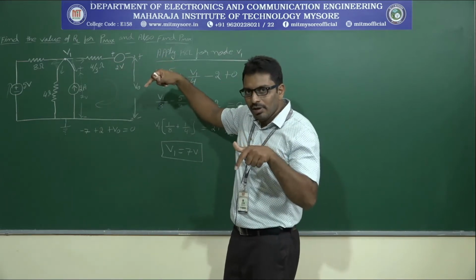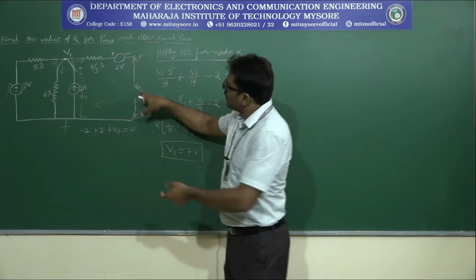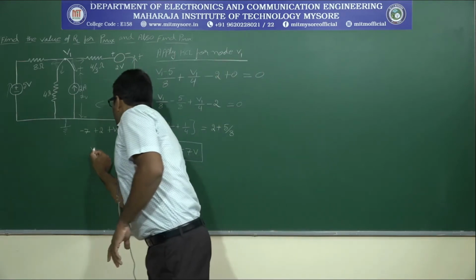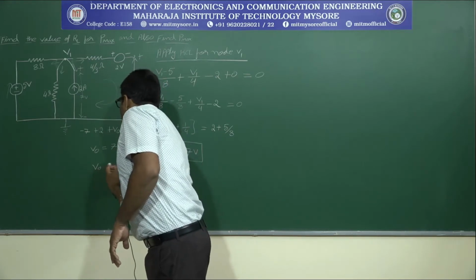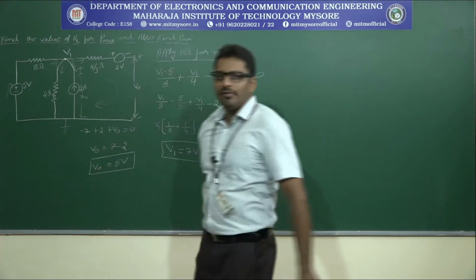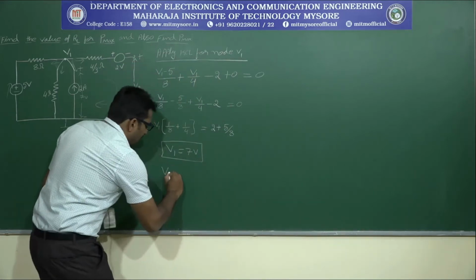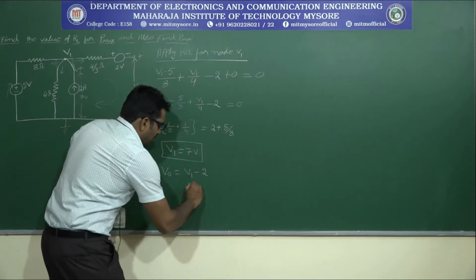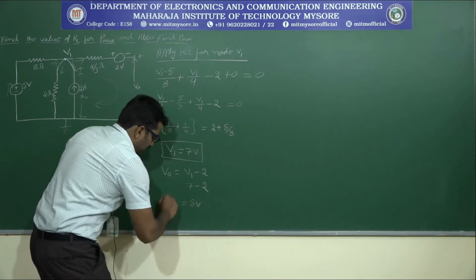What we are going to find out? Voltage across the load terminal, right? Just assume that the voltage across the load terminal is V naught with this polarity plus to minus. Therefore, V naught is equal to 7 minus 2. So, V naught is equal to 5 volts. That V naught is nothing but Thevenin's voltage. V naught is equal to V1 minus 2. So, 7 minus 2, V naught is equal to 5 volts.